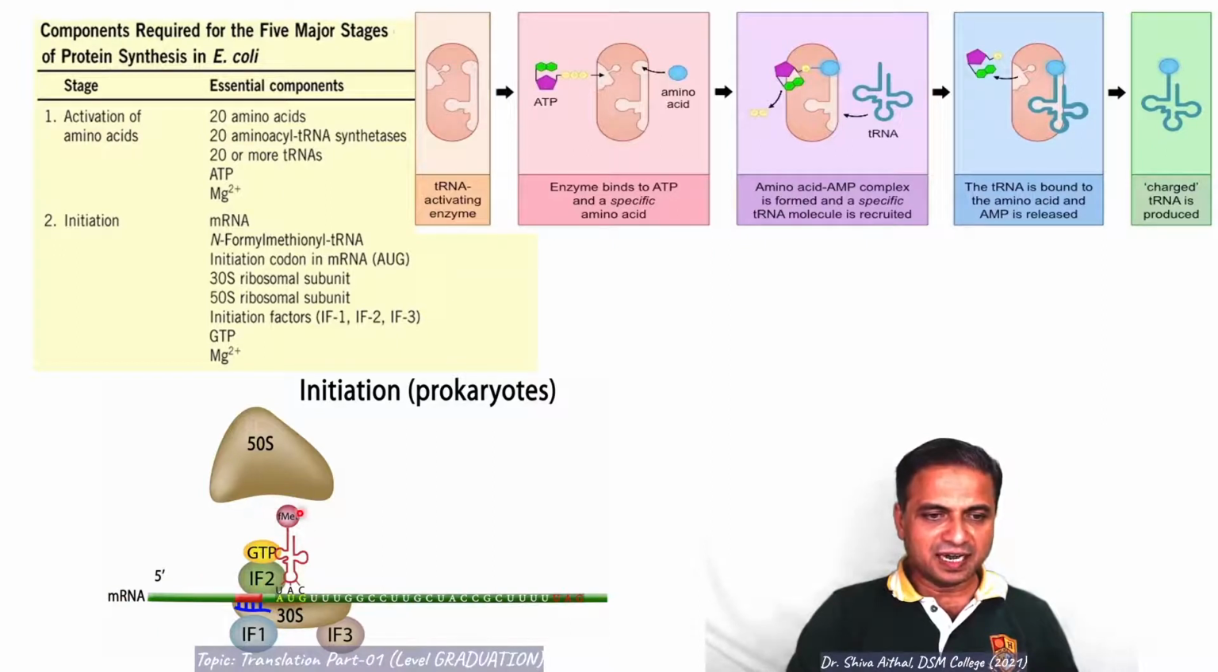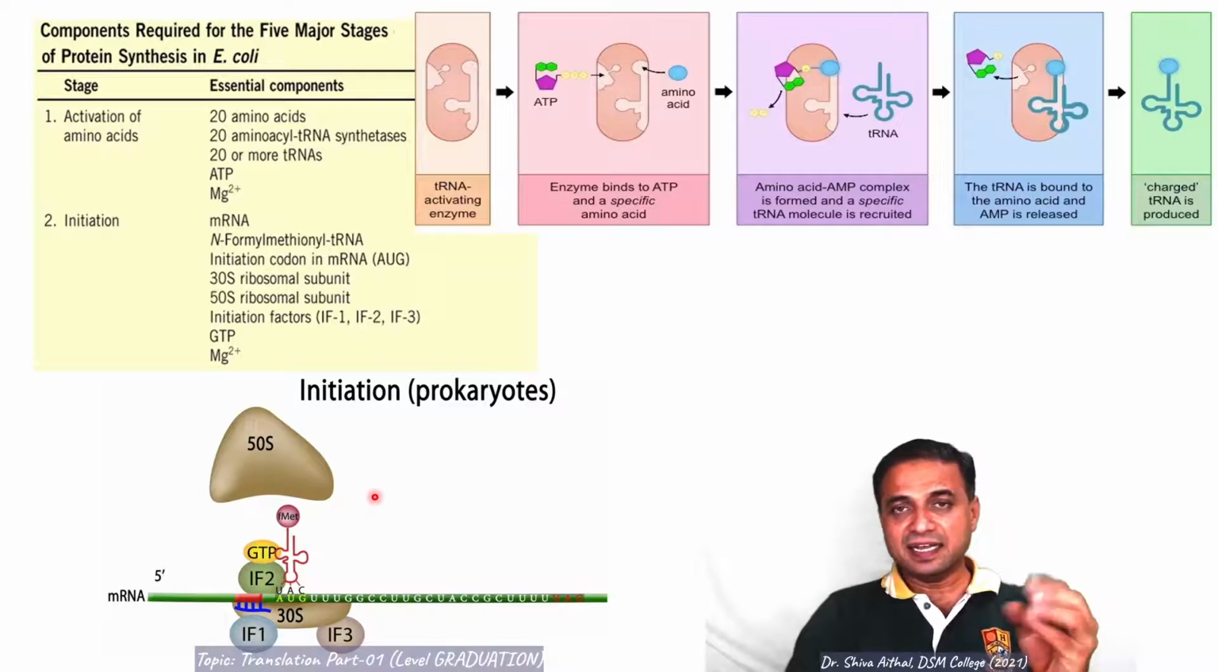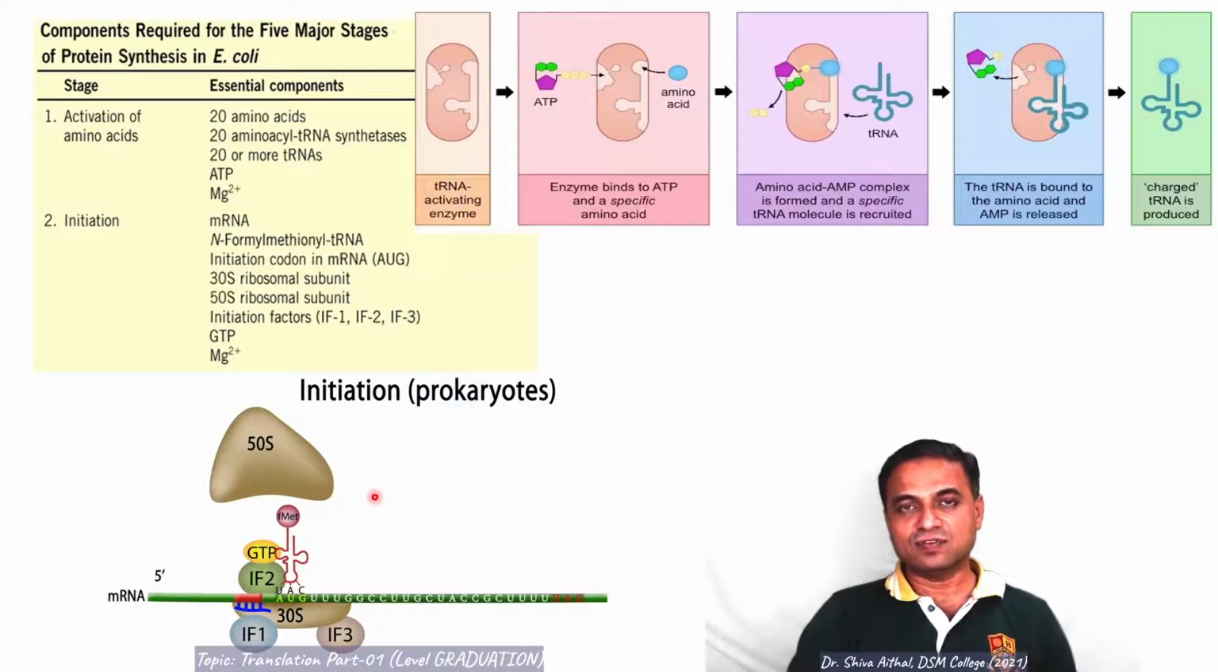N-formyl methionine tRNA, see the cursor pointer. The second requirement is a charged tRNA with N-formyl methionine. Initiation codon AUG on the mRNA is needed, and subsequently the anticodon UAC containing N-formyl methionine will be needed. A 30S subunit of ribosome is needed, and the 50S subunit of a prokaryotic ribosome is needed. Now there are certain proteins called initiation factors. Initiation factor 1, initiation factor 2, these are needed. The main energy currency here is guanosine triphosphate, GTP.